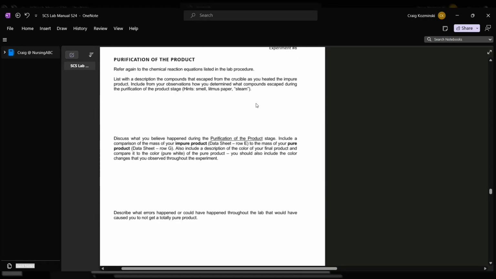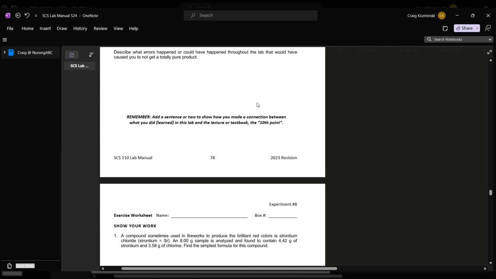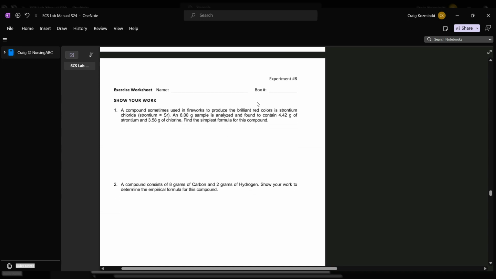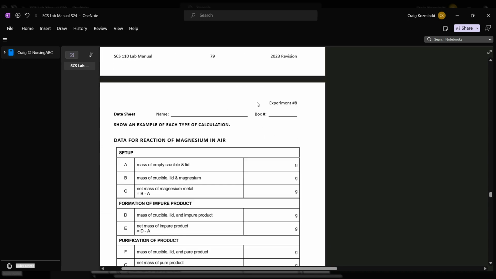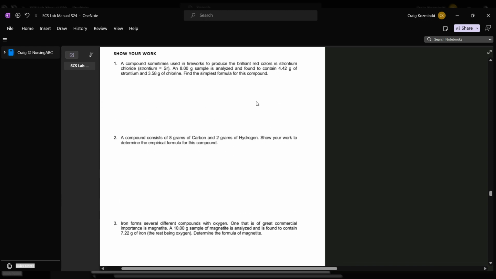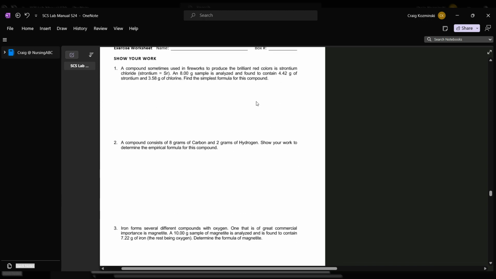Finally, I hope you've read the lab report questions. It's important to helping you understand what we're going to be doing in lab tomorrow. But I want to take a quick look at our exercise worksheet, page 79. So on page 79, there are 3 examples of determining the simplest formulas for the given compounds.